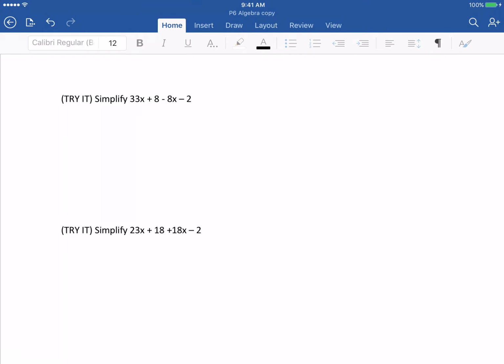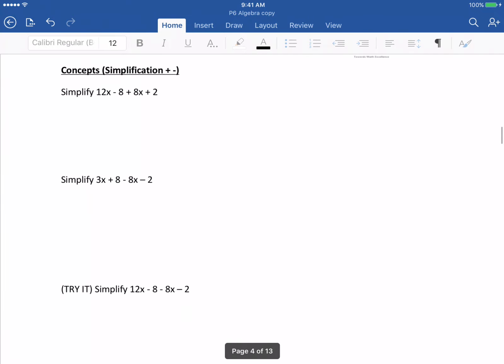Same thing. I actually wrote two examples for you. So what I'm going to do is try to do it yourself. Remember, the technique is to group all the x up together and all the constants up together. If you have any doubts, please refer to the last two examples I just showed you. Let's try the next few.